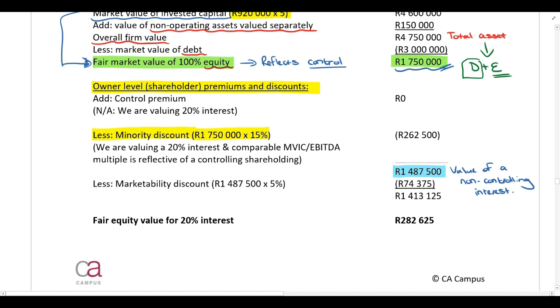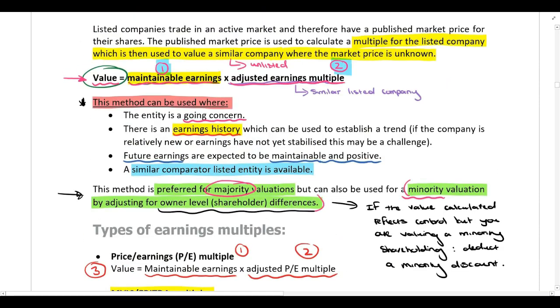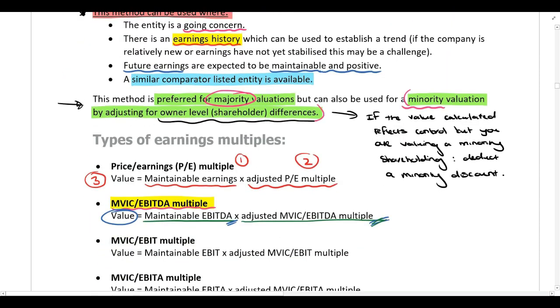I just want to go back to where I discussed that with you in the lecture notes. When we first spoke about earnings multiples and where the method can be used, it's preferable for a majority valuation, but it can be used for a minority valuation by adjusting for owner level or shareholder differences. So if the value reflects control, but you are valuing a minority shareholding, you are going to deduct a minority discount.